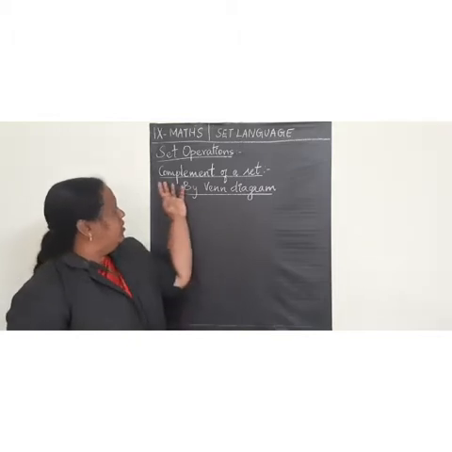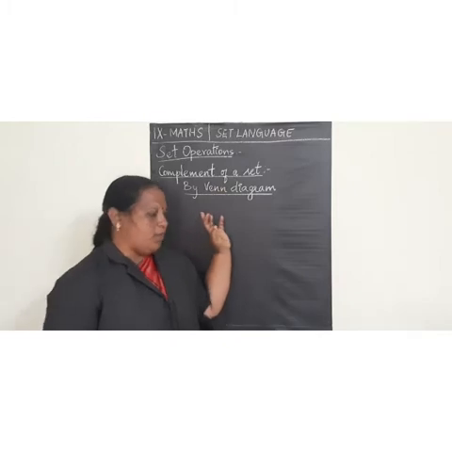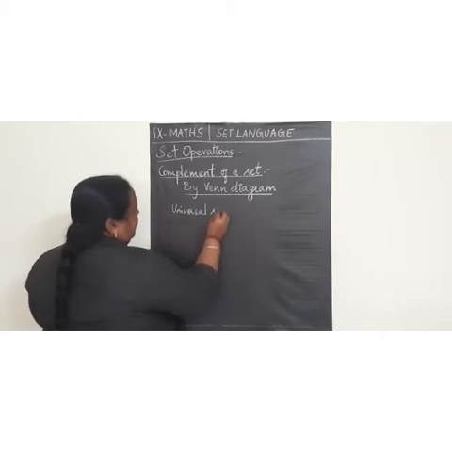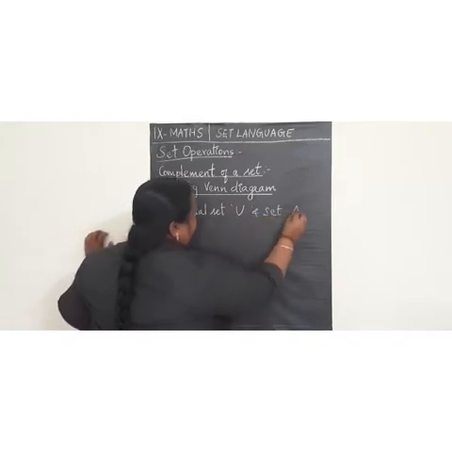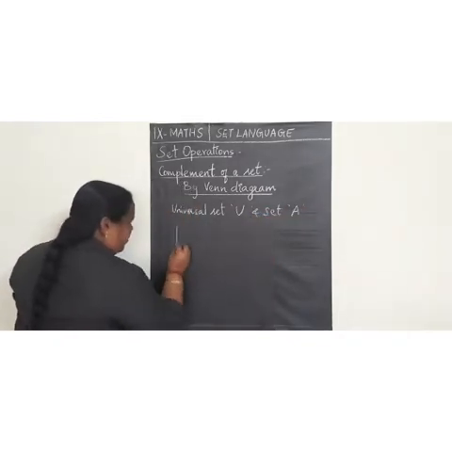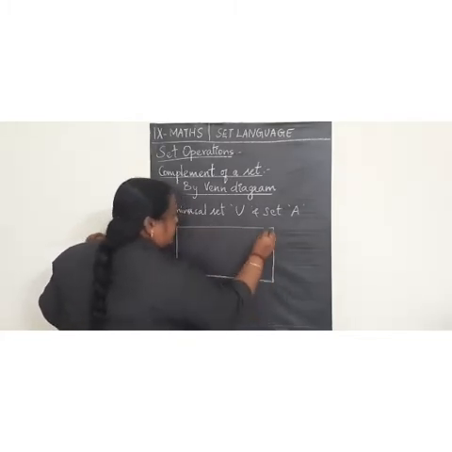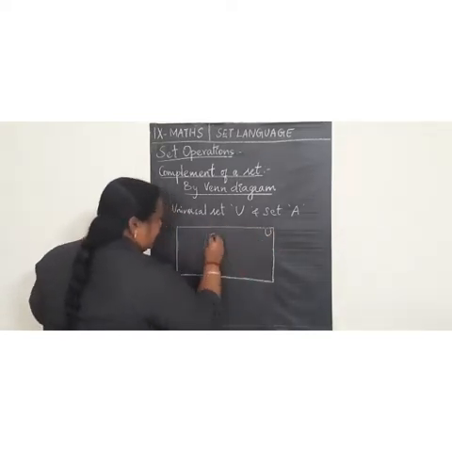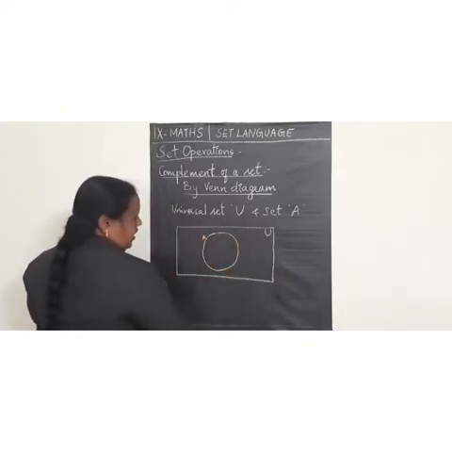Now let us see how to draw the Venn diagram for the complement of a set. Here we take a universal set U and a set A. The universal set is taken in this box, represented by U. Then the elements that are in A are in this circle, represented by A.